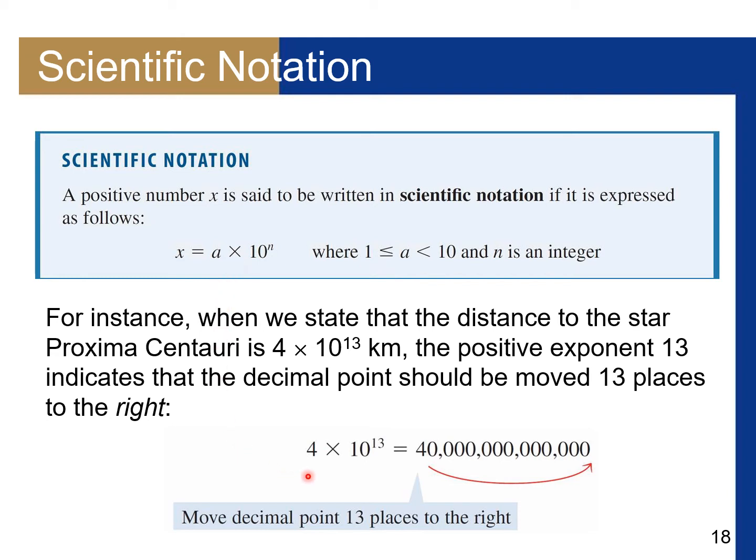So notice here we have 4 times 10 to the 13th. So you're going to start after the 4, and then you're going to count over 1, 2, 3, 4, 5, 6, 7, 8, 9, 10, 11, 12, 13. So then you end up getting this large number.